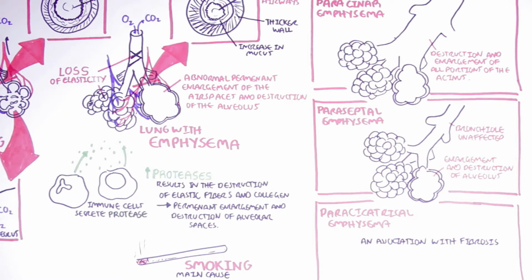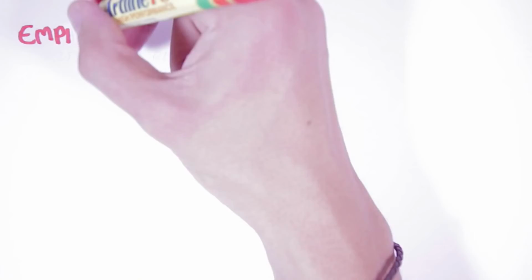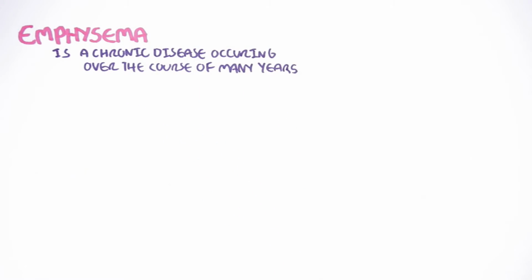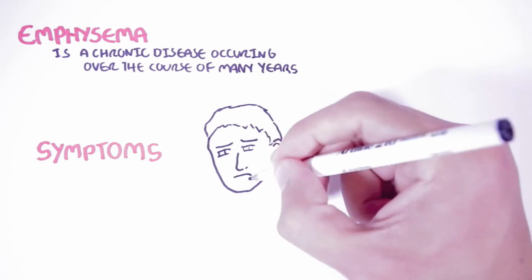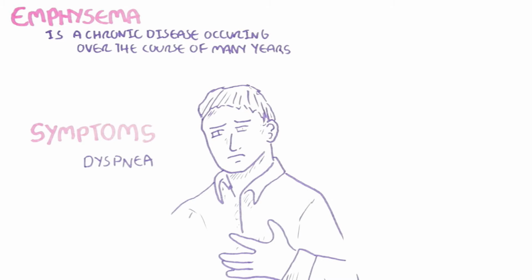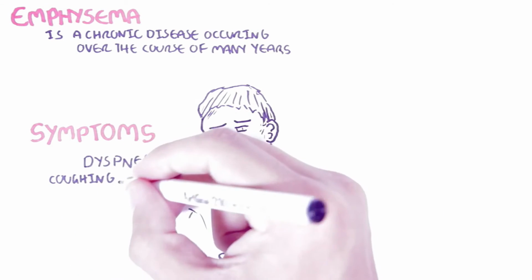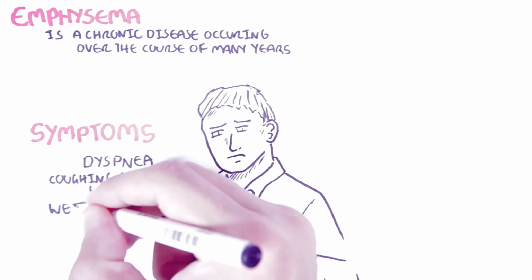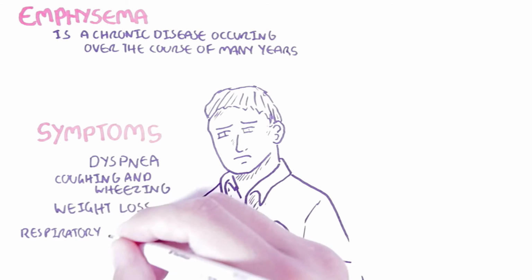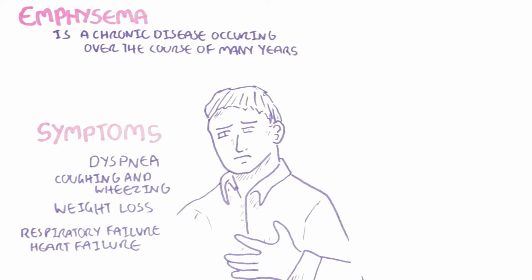So emphysema is not a disease that you can just have the next day. Emphysema is a chronic disease occurring over a course of many years. Dyspnea is usually the first symptom and can occur even at rest. Dyspnea is discomfort of breathing, usually slow breathing. Other symptoms of emphysema include cough and wheezing, and weight loss is often seen. And if emphysema becomes severe and is left untreated, respiratory failure and heart failure can result.